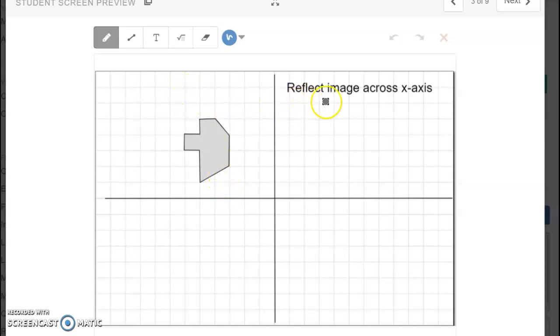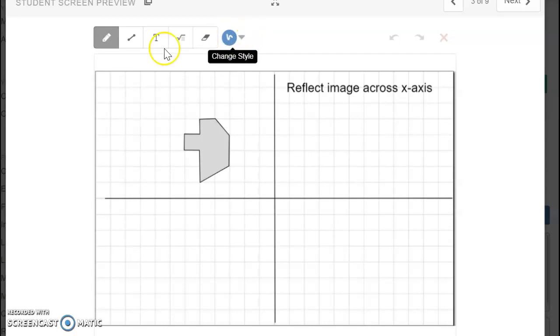Okay, it says to reflect the image across the x-axis. The first thing you need to do is, with the reflection, there's always going to be a line of reflection, and you need to define that. Where is the line of our reflection? It says across the x-axis. So which is the x-axis? Is it the horizontal one, or is it the vertical one? Hopefully you're telling me it is the horizontal one.